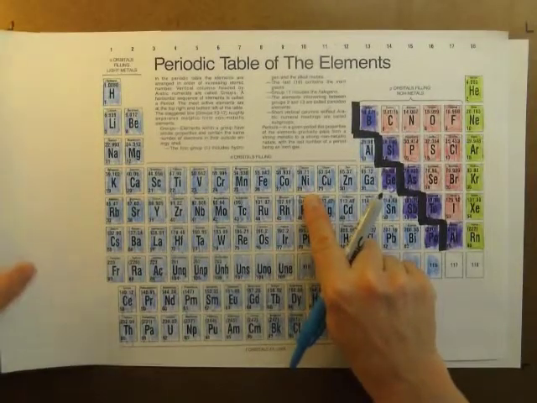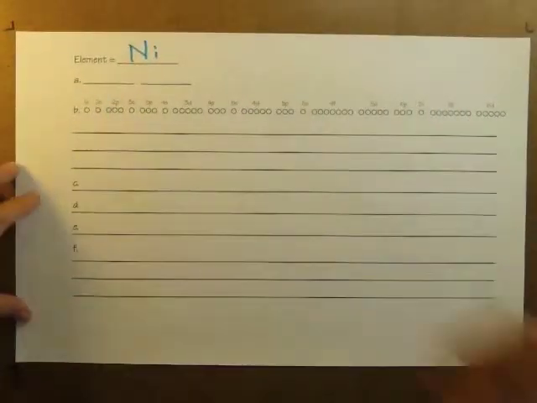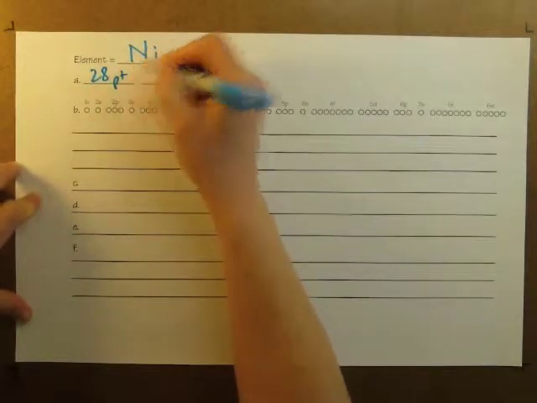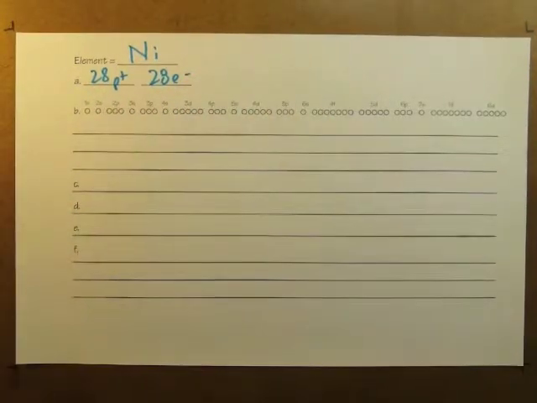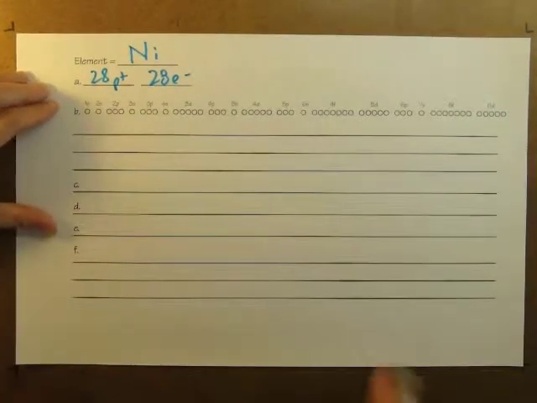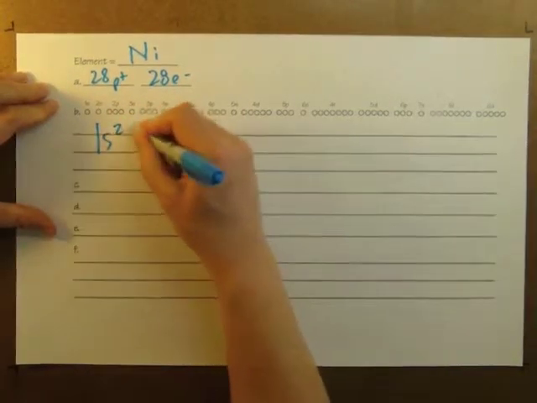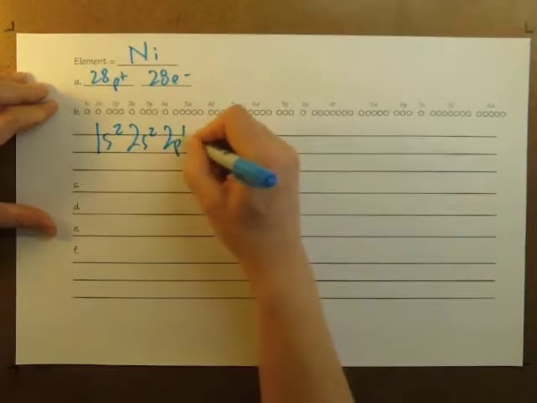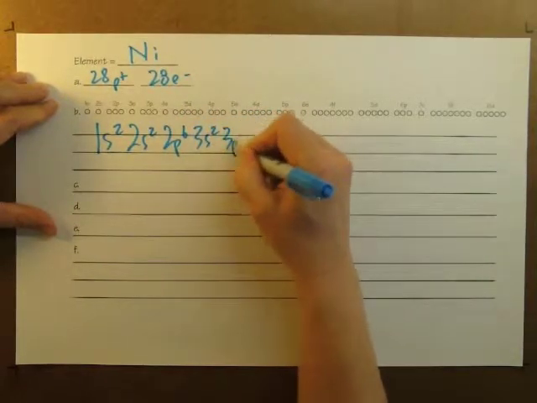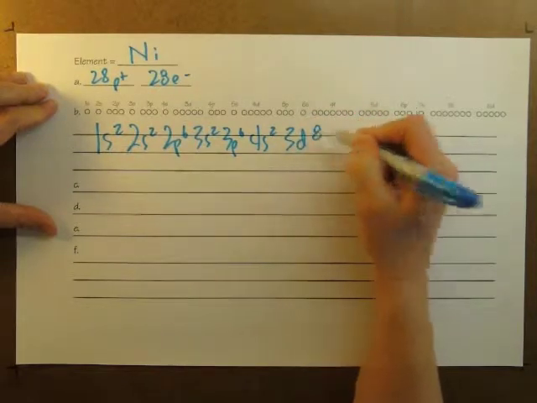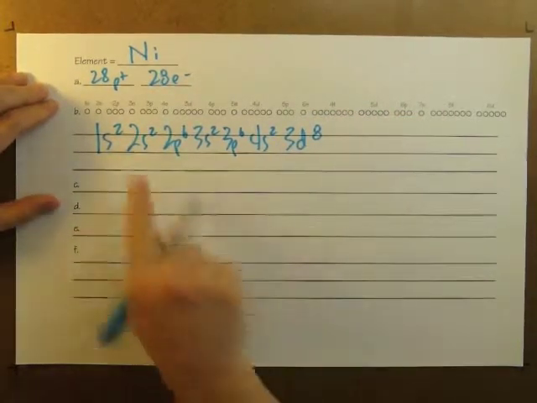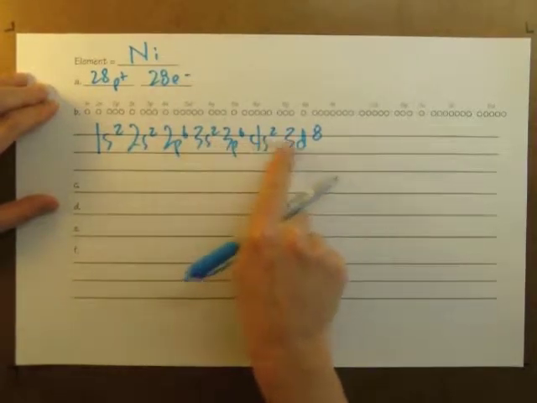Nickel on the periodic table, right here, element number 28. So 28 protons, 28 electrons. And I'll write out its electron configuration. 1s2, 2s2, 2p6, 3s2, 3p6, 4s2, 3d8. That should be 28 electrons. Let's count: 2, 4, 10, 12, 18, 20, 28.